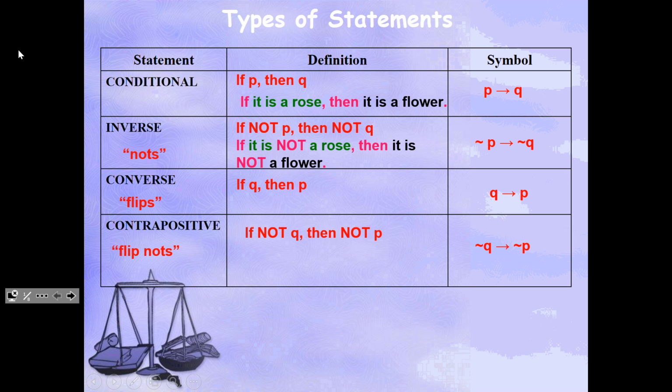Okay. We also are going to look at our converse. Our converse says you flip the places of your hypothesis and conclusion. So I look back at what my conditional was up here in the first box. If it is a rose, then it is a flower. I'm going to flip the green and the black words there. So my converse should then read, if it is a flower, then it is a rose. So all you do is flip your hypothesis and conclusion. The if and then still stay exactly where they are.